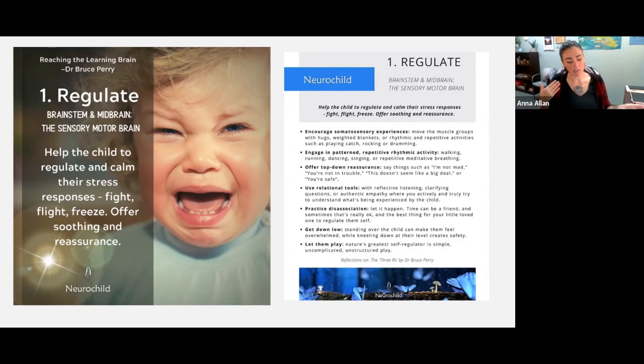And what regulation does is it helps the child to calm that stress response, right? To calm that fight, flight, or freeze. And we do that through modeling. We do that through co-regulation. So some ways of offering regulation are encouraging the somatosensory experiences. So that's bodily movement. Those are the big body movements, right?